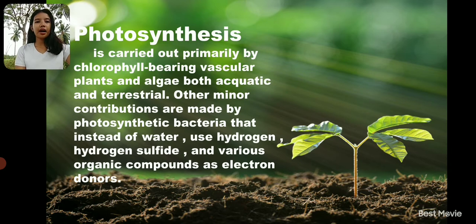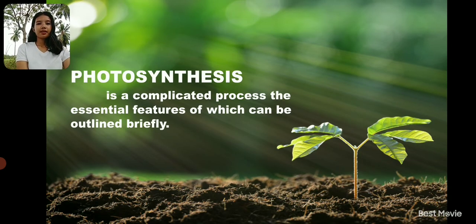Photosynthesis is carried out primarily by the chlorophyll-bearing vascular plants and algae, both aquatic and terrestrial. So aquatic means in the water, and terrestrial means on the land. Other minor contributions are made by the photosynthetic bacteria that, instead of water, use hydrogen sulfide and various organic compounds as electron donors. Photosynthesis is a complicated process, the essential features of which can be outlined briefly.